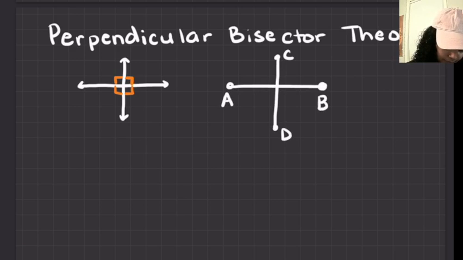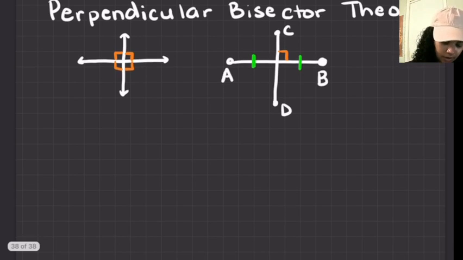So essentially, if we have a segment AB and this segment CD is the perpendicular bisector, first thing, perpendicular, it's going to form a right angle. Second thing is it's going to split that segment AB into two equal parts. So it's going to cut it into two equal pieces. So a perpendicular bisector is a line or a segment that cuts another segment into two equal parts and forms a right angle where they intersect.